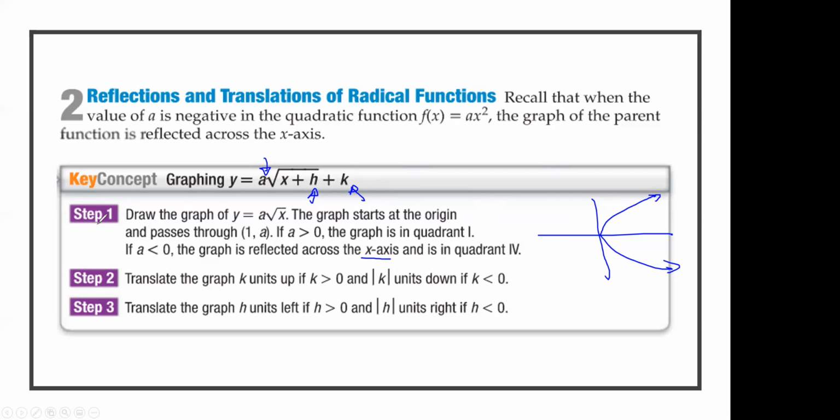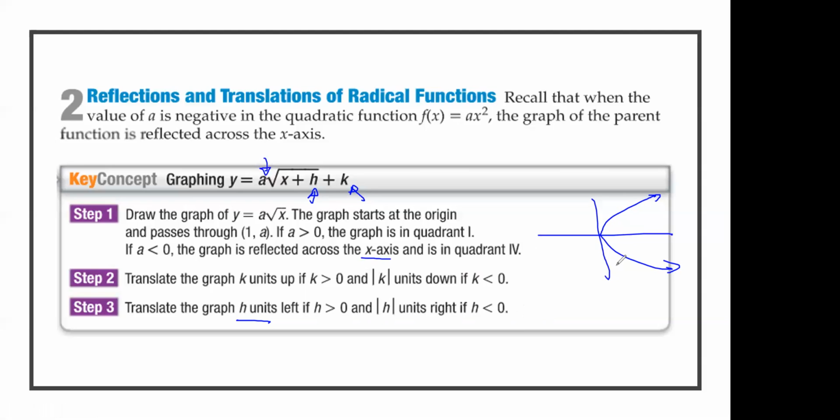Okay, all right, and then for the h value, if h is greater than 0, then it's going to move that many units to the left, and if h is less than 0, then it's going to move that many units to the right. Okay.